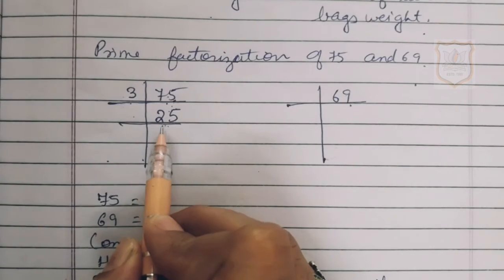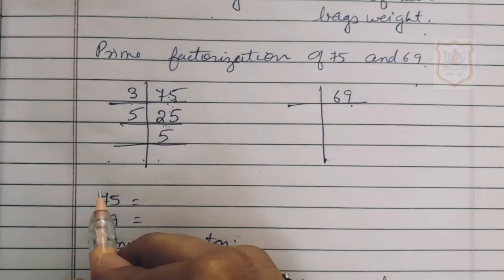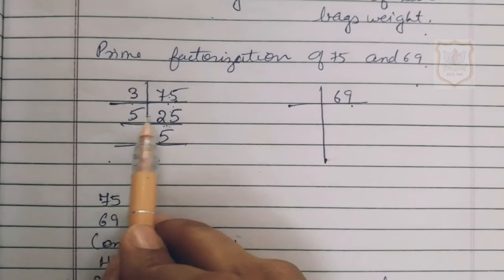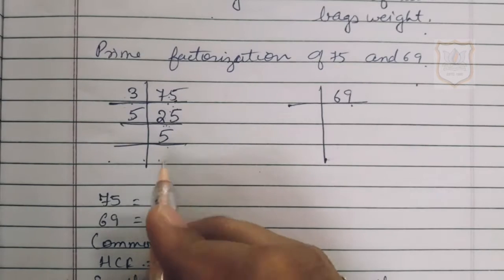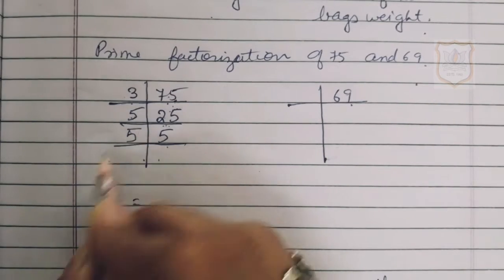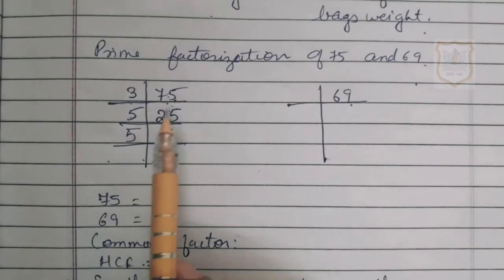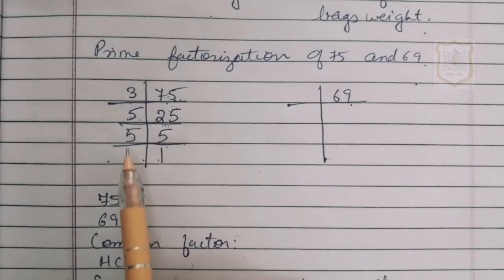25 is divisible by 5. 5 fives is 25, and 5 is a prime number. So students, here we will write 5. 25 divided by 5 is 5. Now as 5 is itself a prime number, so here also we will take 5. 5 divided by 5 is 1. So the prime factors of 75 are 3, 5 and 5.